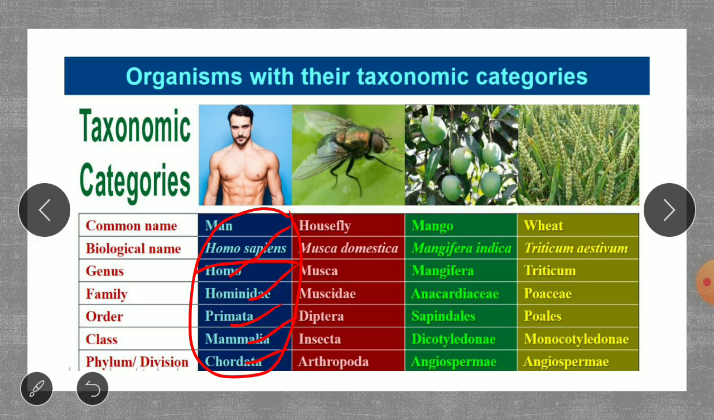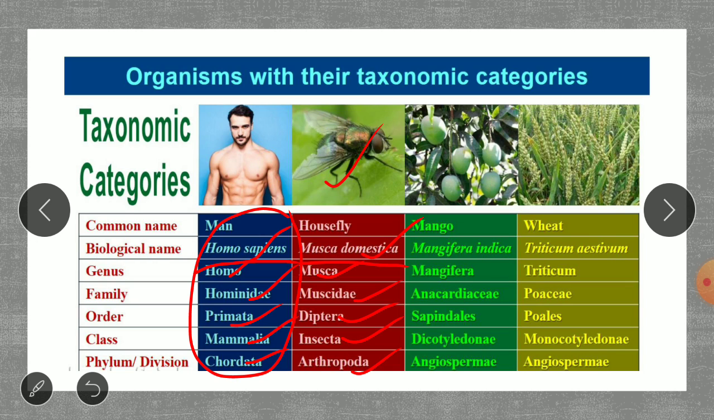Coming to the common housefly. Housefly, we call it Musca domestica, is the binomial nomenclature, the scientific name of housefly. It belongs to the species Domestica, genus Musca, family Muscidae, order Diptera, class Insecta, phylum Arthropoda, and kingdom Animalia.